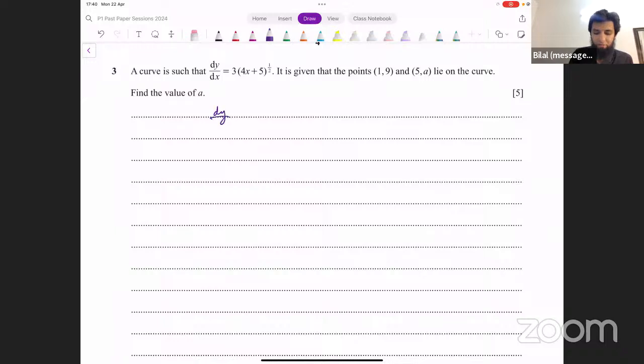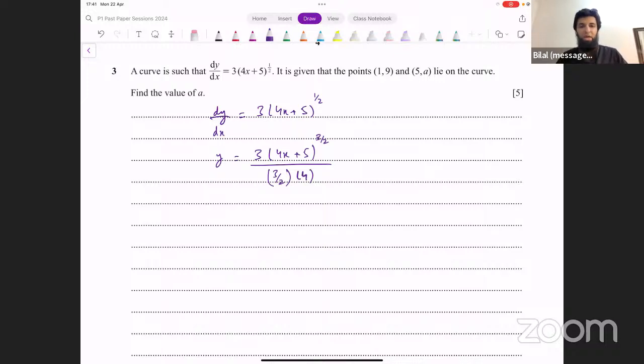We've got the derivative dy over dx, that equals 3 into 4x plus 5 whole raised to the power 1 over 2. How do you go from dy over dx to y? You have to integrate this. So it becomes y equals 3 into, so 3 remains as it is. That's a constant multiplying. 4x plus 5 whole raised to the power, you add 1 to the power, 1 over 2 plus 1. So that becomes 3 over 2. You divide by that new power. So you divide by 3 over 2. And you also divide by the derivative of what is inside. And that's 4. That's your integration. But remember, whenever we integrate, we have to put a plus c. So we got a plus c outside here.